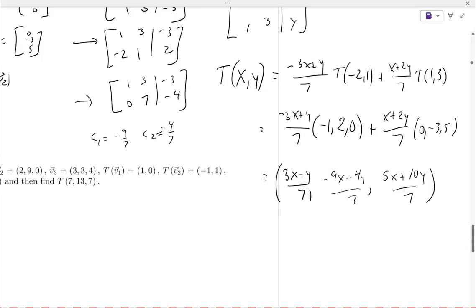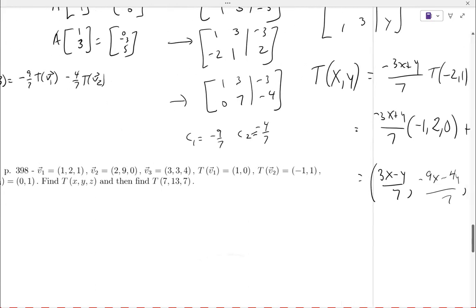So now we have a rule. Now we have a general rule for the transformation based on, again, the basis vectors that we have. That okay? So far so good? All right, so basically we're just trying to find the rule. So let's see if we can apply it to the next one as well.